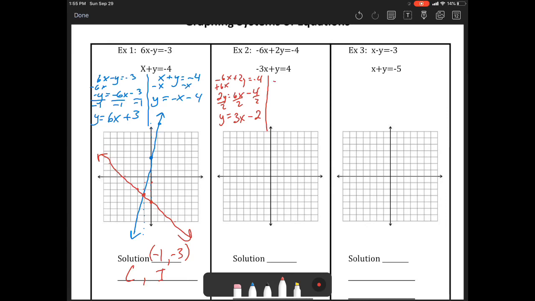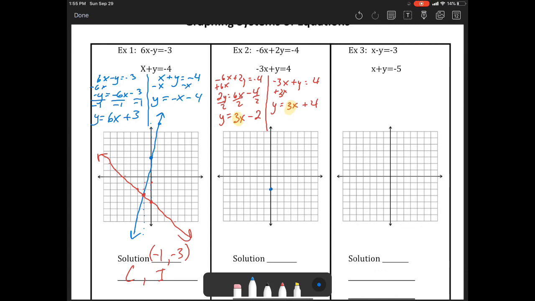Now we're going to do the same thing over here. So negative 3x plus y equals 4. Plus 3x onto both sides, y equals 3x plus 4. One quick thing, you notice our slopes right here are the exact same. So that should give you a hint of what's going to happen next. But now we're going to plot them.